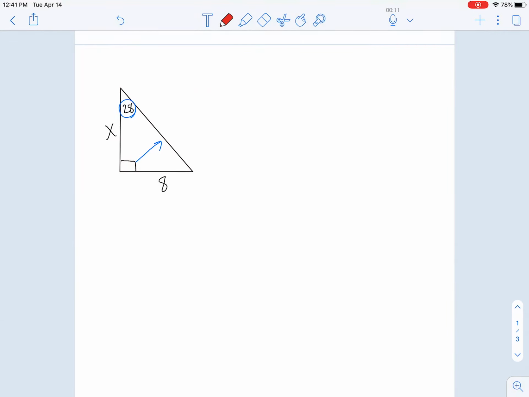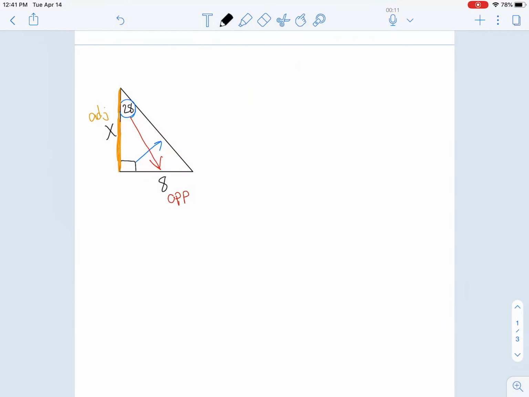So now I'm going to go to my 28, my angle that they gave me, and I'm going to draw a line going to the other side. And I land on what? The 8. I'm going to label that opposite. And the side that connects my angle to my 90 degree is my adjacent, so ADJ. So I have two sides here. I have opposite and I have adjacent.